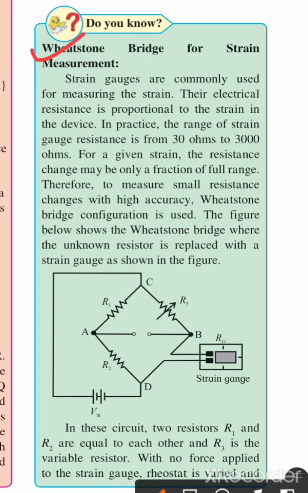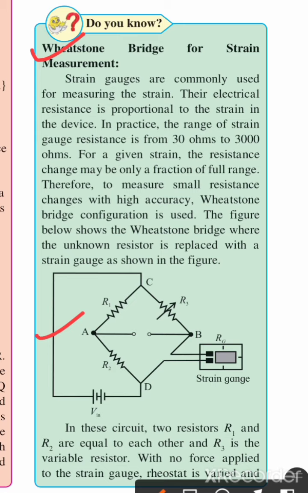For a given strain, the resistance change may be only a fraction of the full range. Therefore, to measure small resistance change with high accuracy, we use the Wheatstone bridge. For the measurement of strain of a strain gauge device, the Wheatstone bridge configuration is used, and the circuit diagram for this is given below.